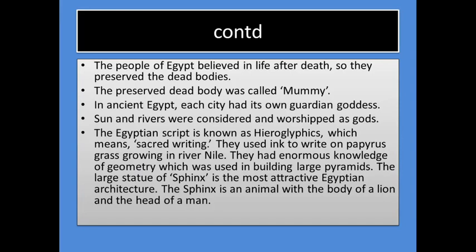The dead bodies preserved were called mummies. In the ancient civilization of Egypt, each city had its own guardian goddess. The sun and rivers were worshipped as gods. So these people worshipped the sun god and the rivers as their gods.